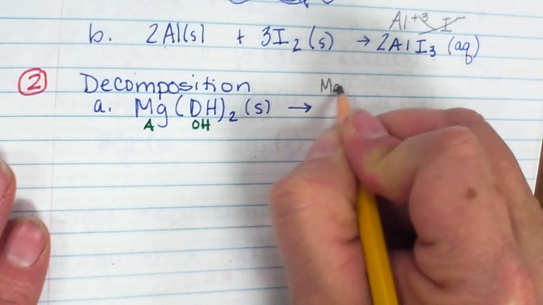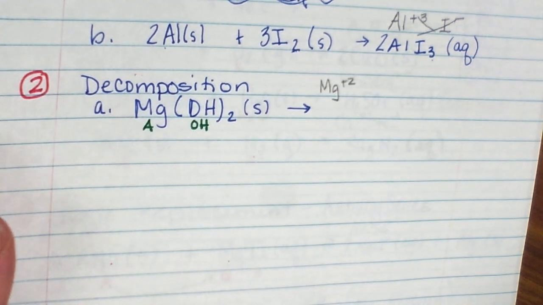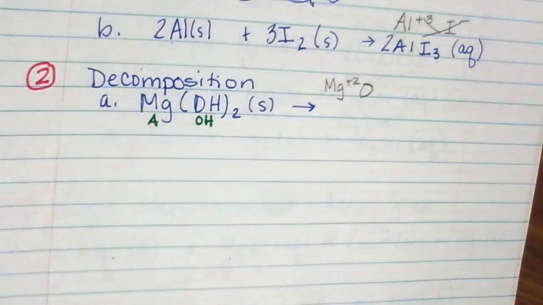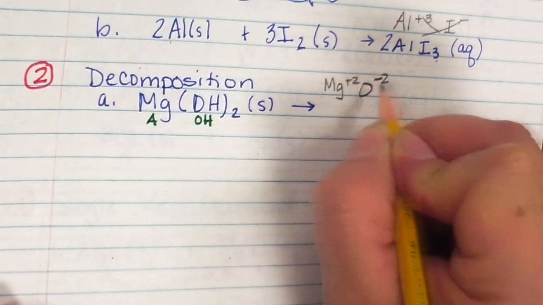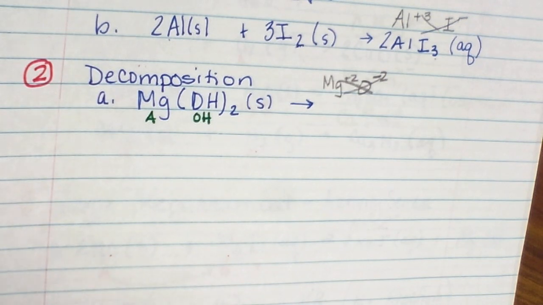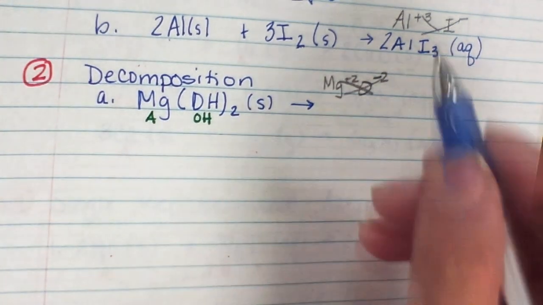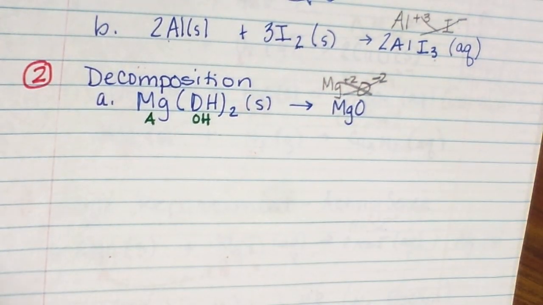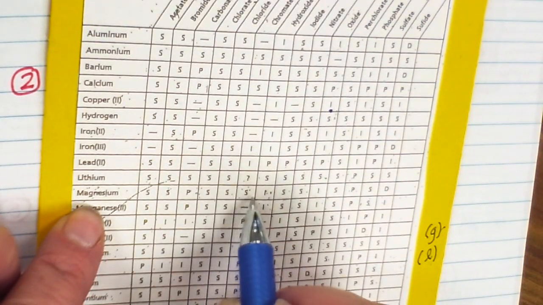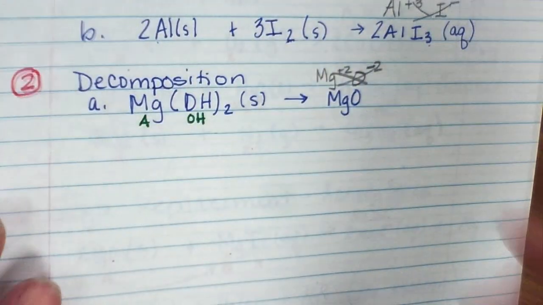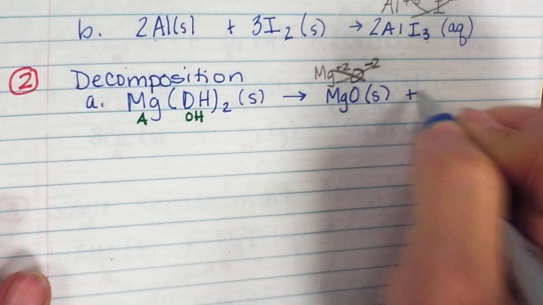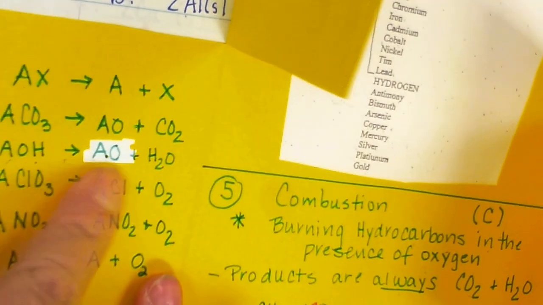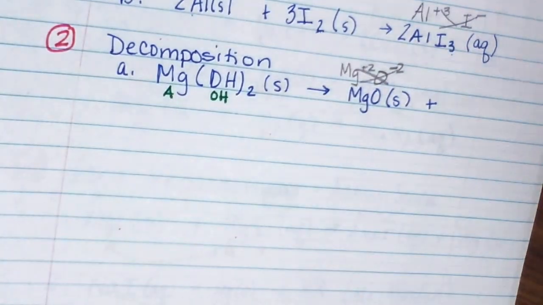Metal, magnesium, plus 2, right? That's the charge on the metal. Oxide, what's the charge on oxygen? -2, excellent. Crisscross, I get Mg2O2, I reduce. That gives me magnesium oxide. I look up my state of matter for that. Okay. Magnesium oxide is insoluble. So that's going to be a solid plus, let's see, what was the other one? Magnesium oxide plus water. Okay.